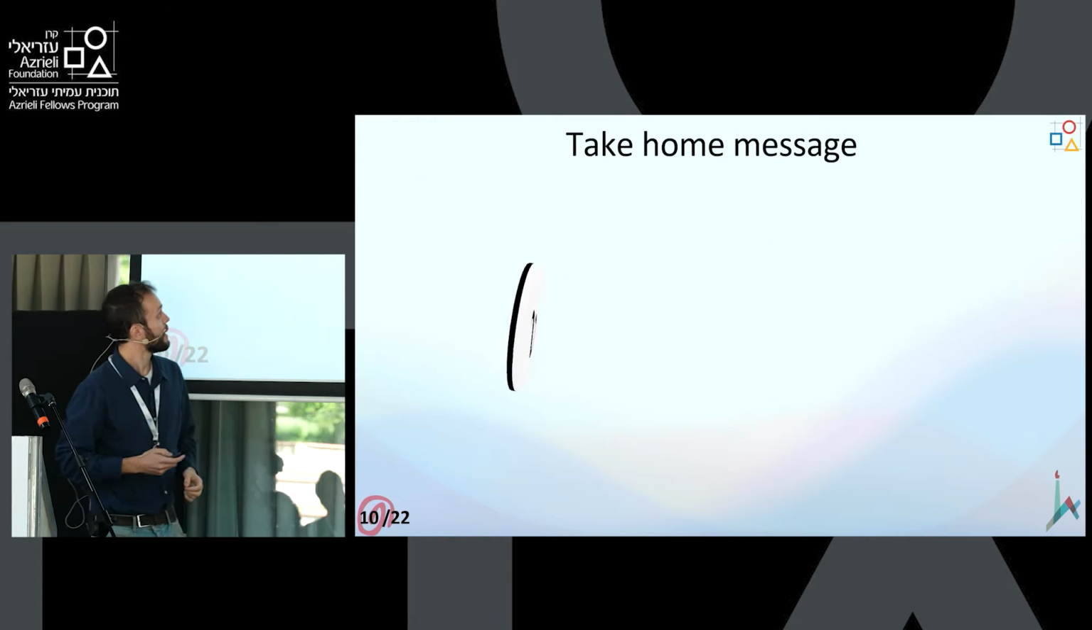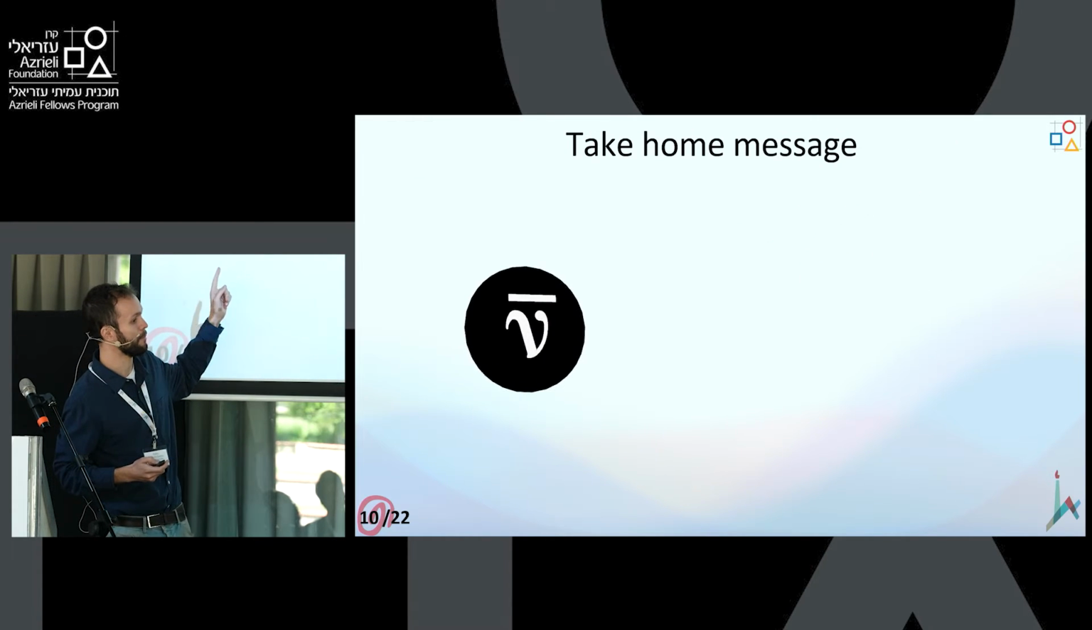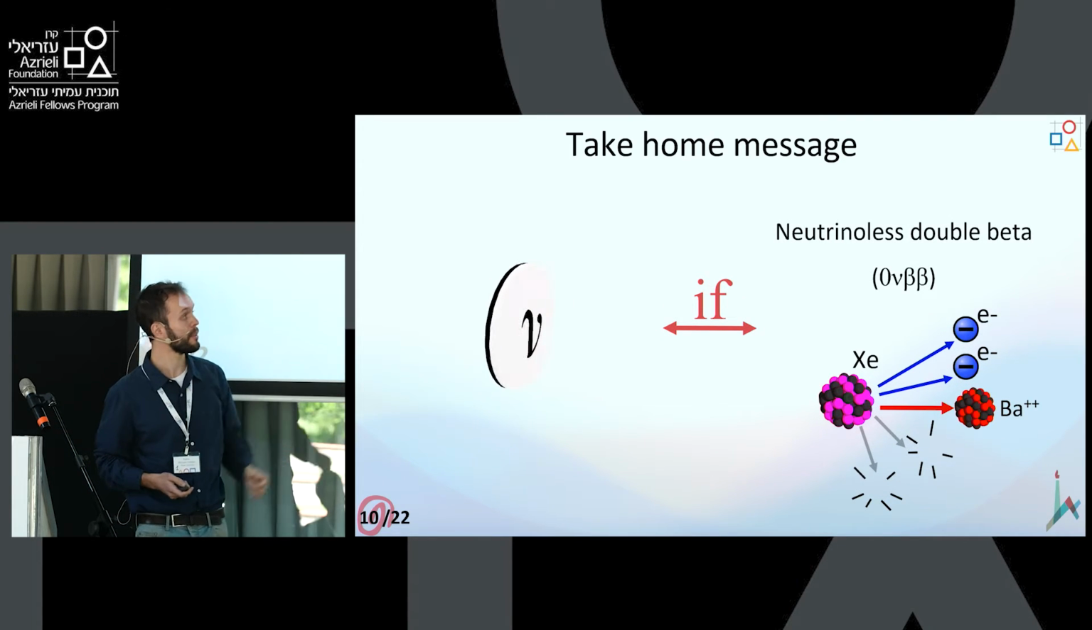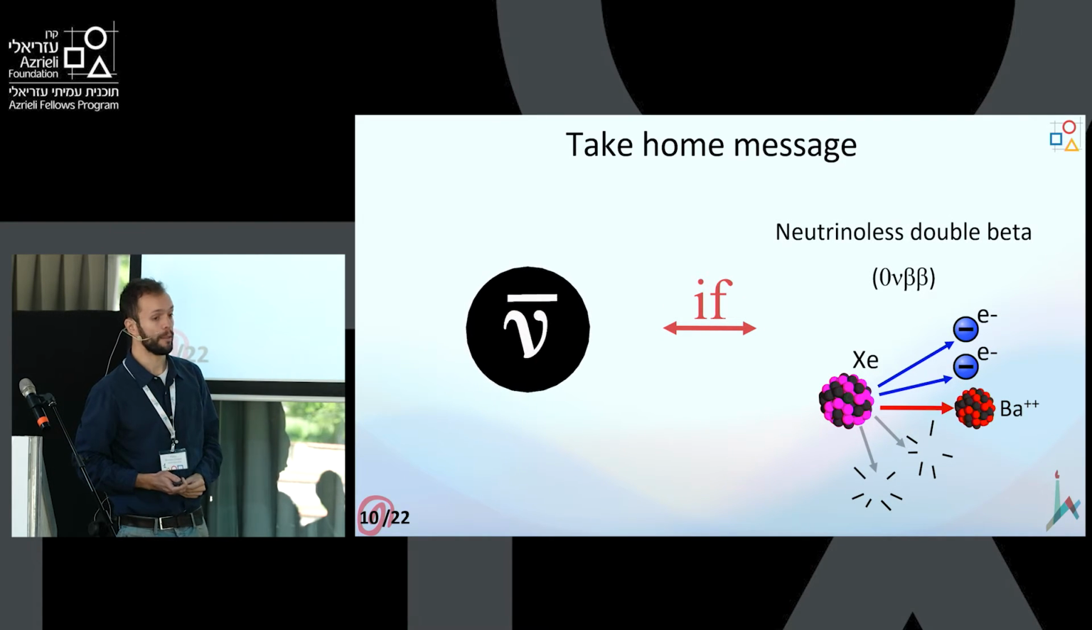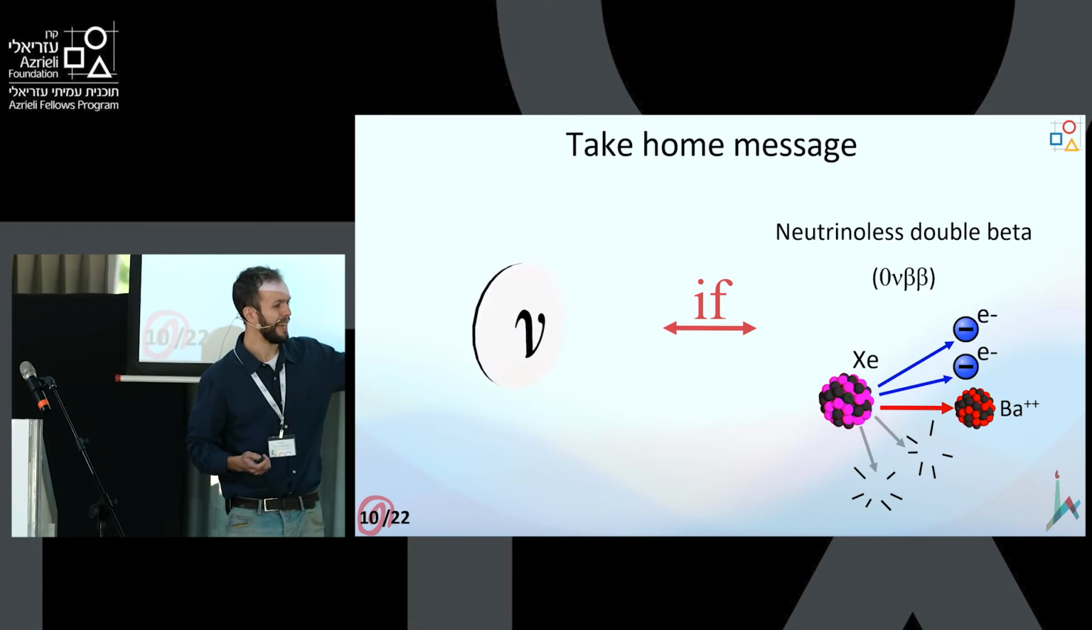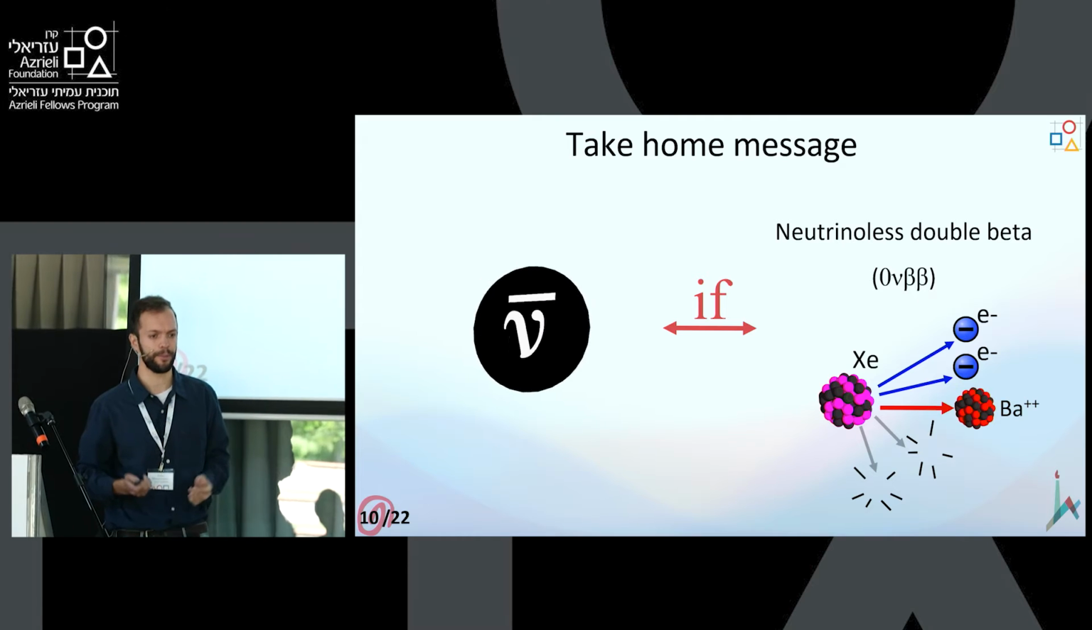So with that, that's the answer of how you can prove that neutrinos are their own antiparticles. You just have to detect this reaction called neutrinoless double beta decay. But now, here's a question. How can you detect the lack of neutrinos? It seems a bit tricky.